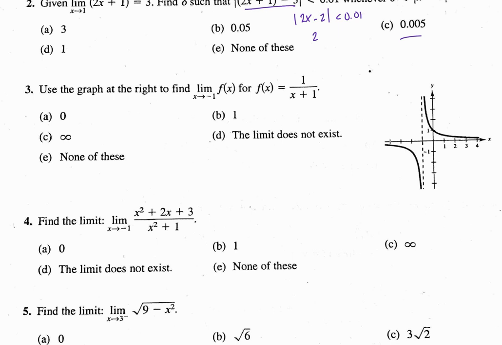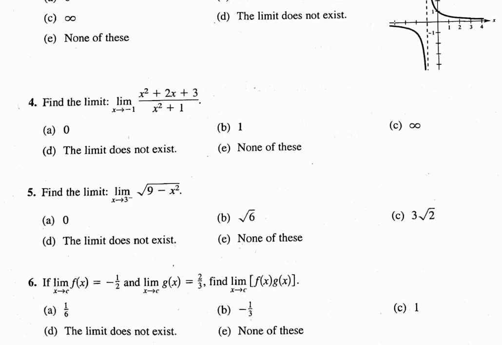So remember, it has to be approaching the same thing. They've given you the little dash line at negative 1. They're approaching 2 different things, negative infinity, positive infinity. That does not exist.